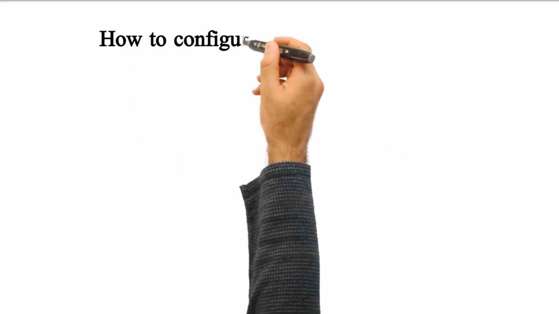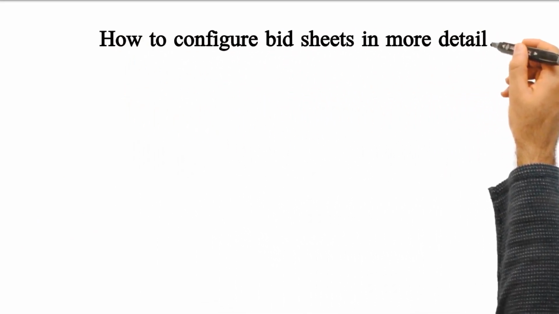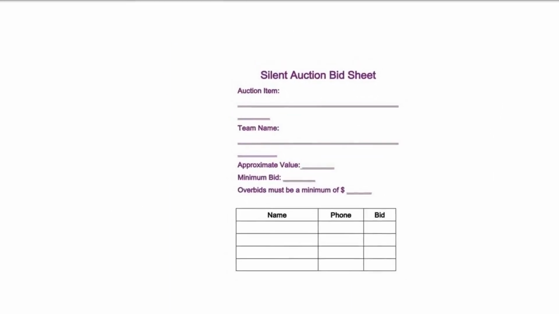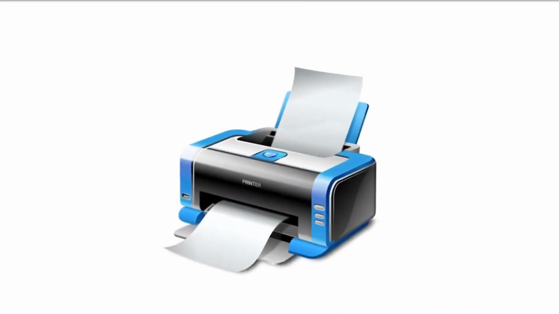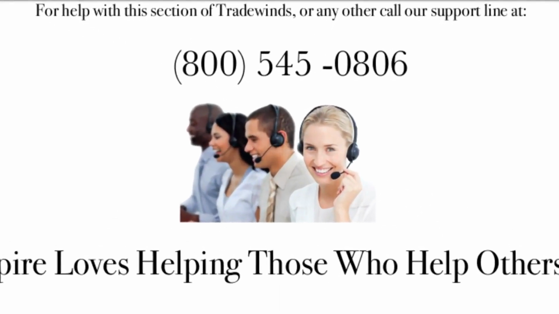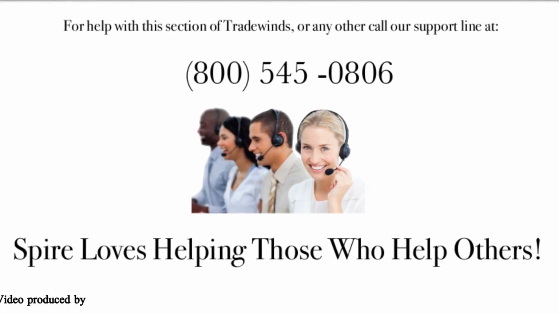In our next video, we will go into more detail how to configure silent auction item bid sheets and how to preview the bid sheets prior to printing them. We will also explore how to print an individual bid sheet as well as all the bid sheets all at once. If you need further assistance with this section of Tradewinds, our friendly staff is ready for your phone call.